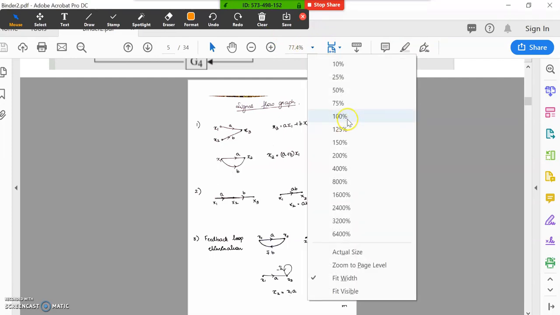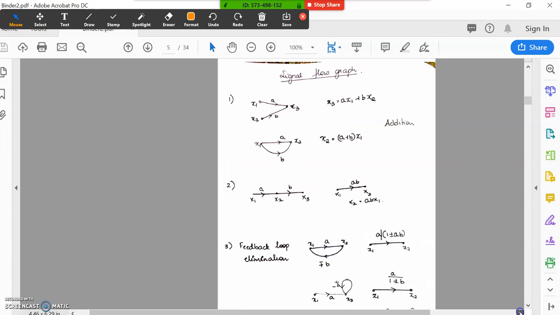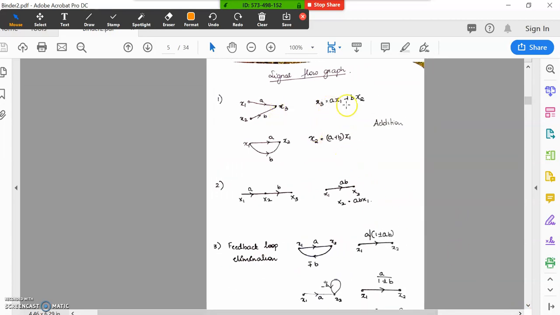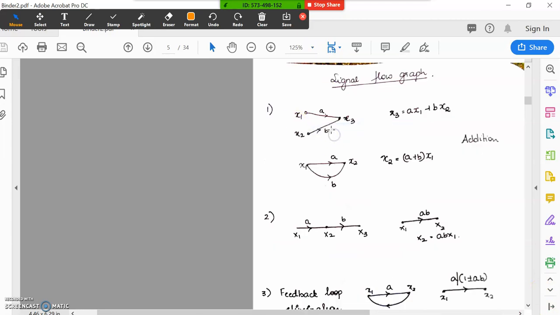I'll zoom it if it is not visible. If there is an equation here, you see x3 is a x1 plus b x2. Then x3 is a x1 plus b x2.